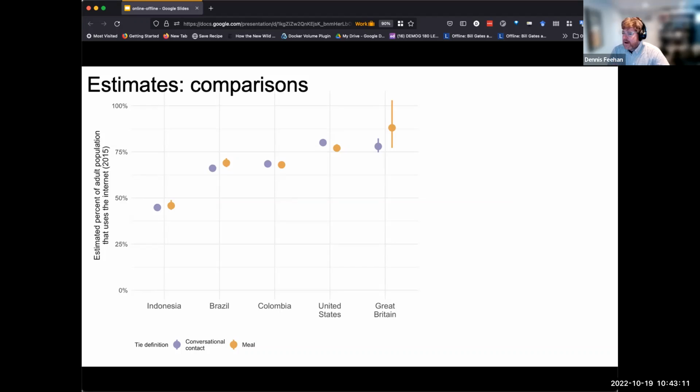Okay, so now we wanted to compare these estimates to other information about internet adoption around the world.